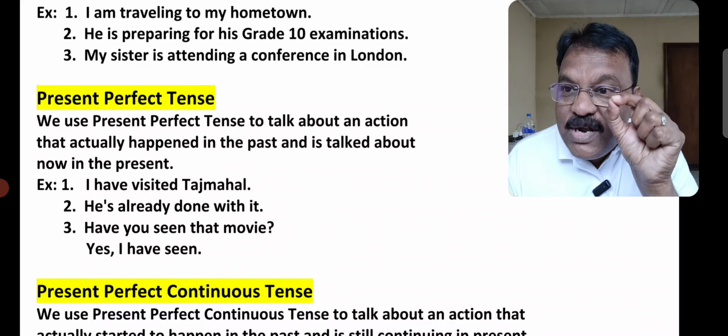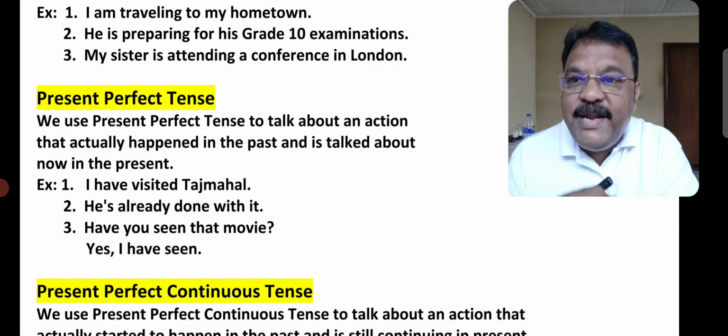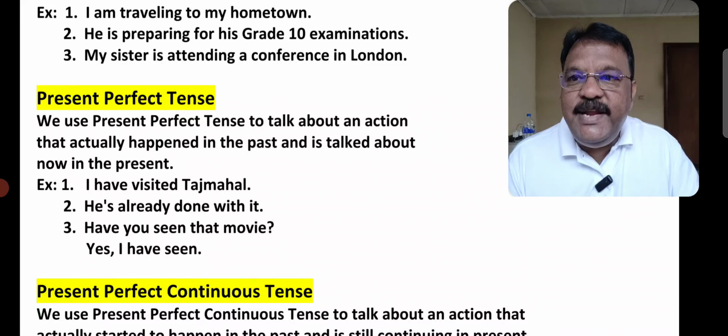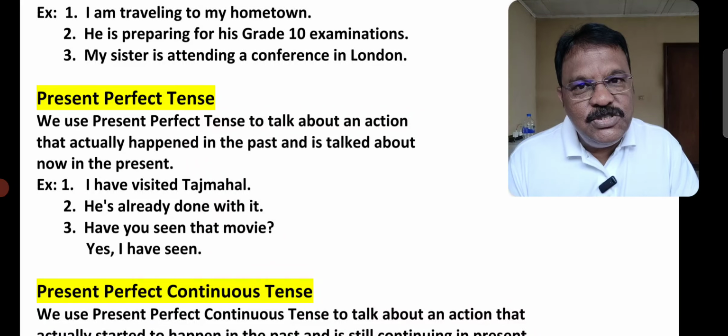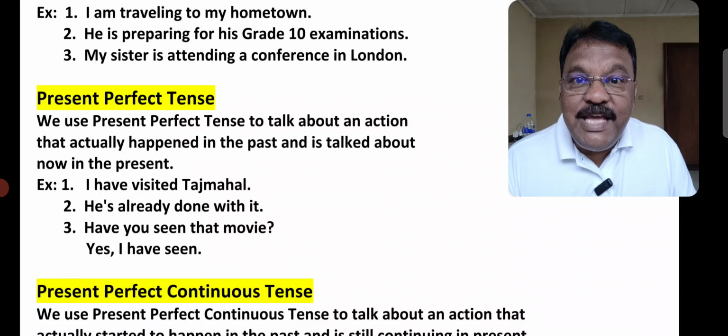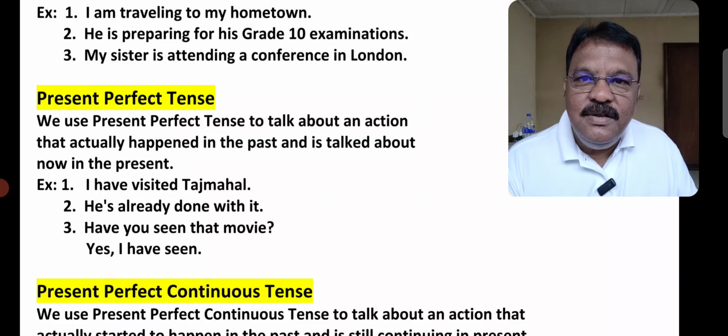So "he has already done with it": the action happened in the past, but we are talking about the action he did in the past now. We talk about it now, but actually the action happened in the past. This "done" happened in the past, but we are talking about now. That's why we say, "He has done it. He has already done with it."